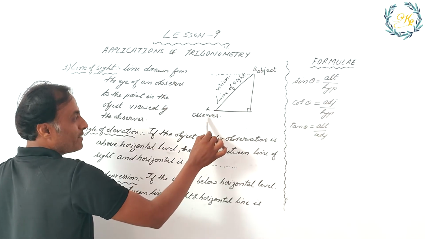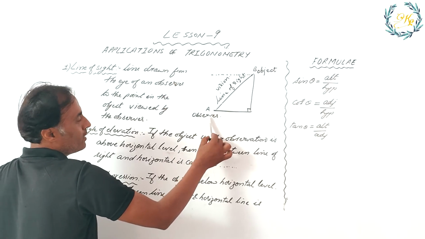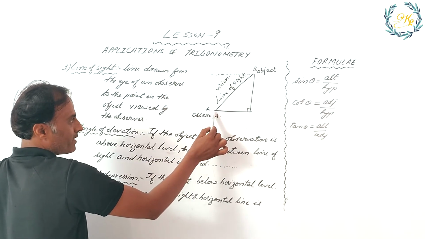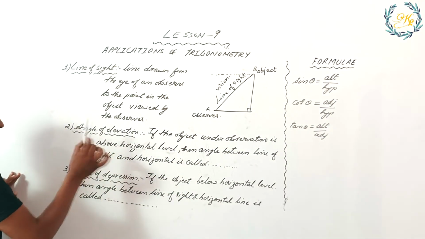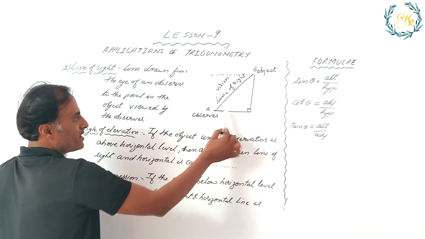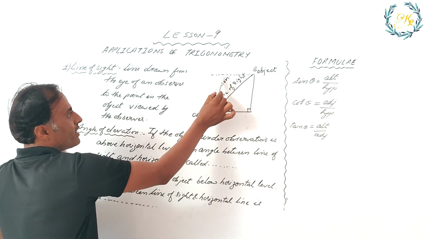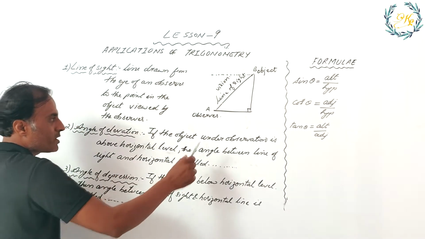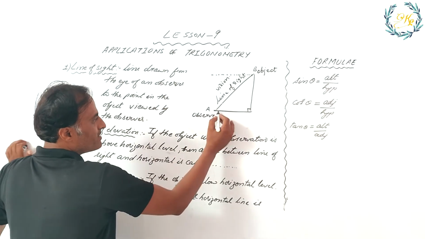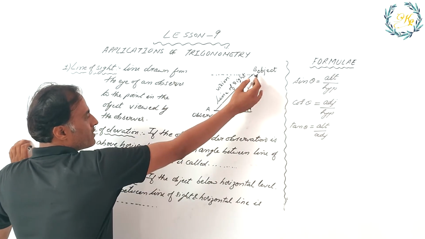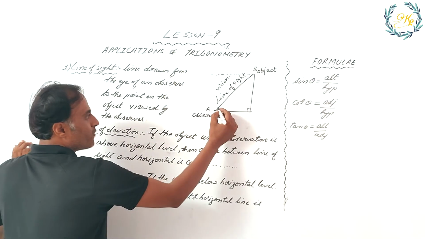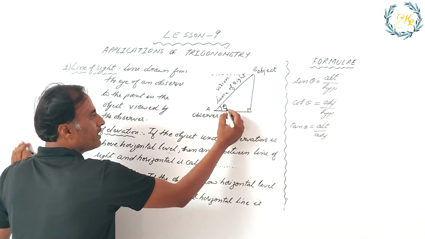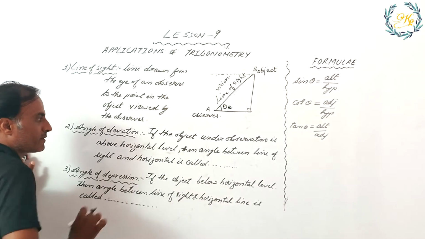This observer can be either on the ground or above the ground, somewhere on top, and the object is under the horizontal line here. Second, what is angle of elevation? If the object under observation is above the horizontal line, and the observer is standing on the ground, then the angle formed between the line of sight and the horizontal is the angle of elevation.